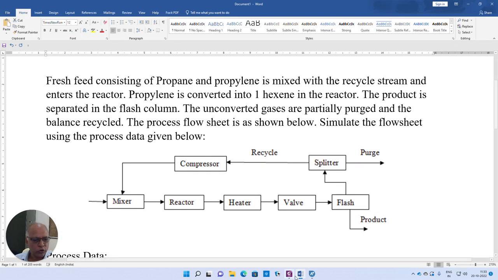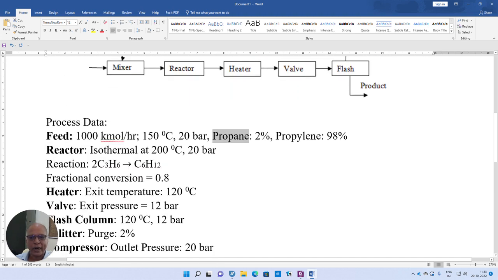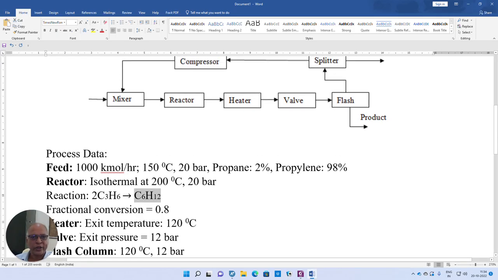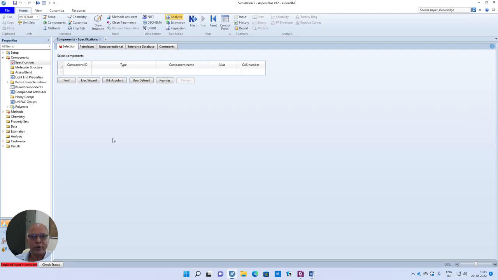So let us go back to Aspen. So the first step is to define the components. So we have propane, propylene, and you are going to form 1-hexene, right? This is the product. So let us define these components and then try to take a property model, define the flow sheet, draw the flow sheet, and then provide the necessary information. So let us go into Aspen.